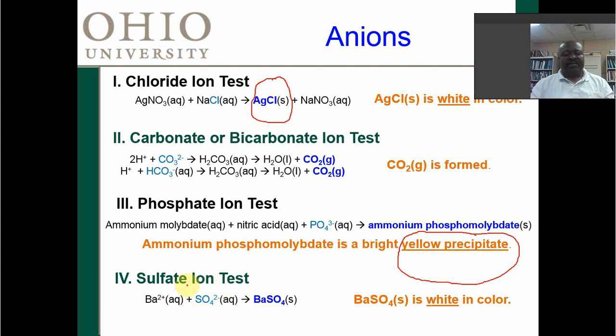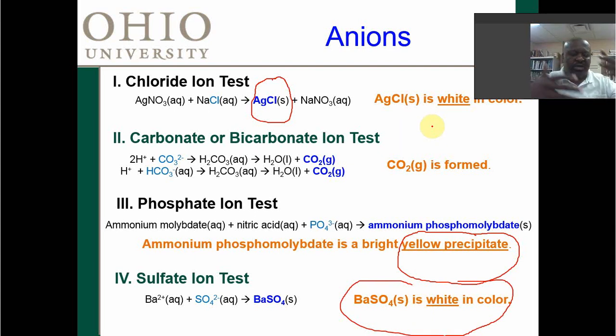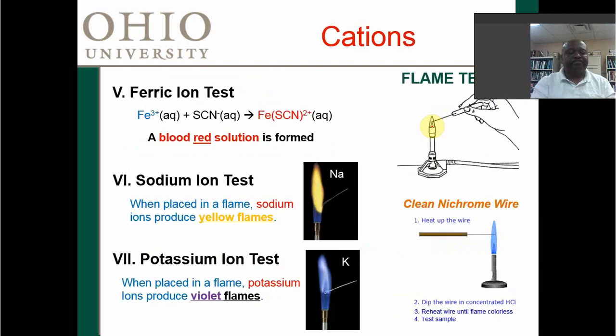For the sulfate ion, it's a precipitation reaction. That is, if a test tube contains sulfate, then if we add barium 2+, we form barium sulfate. And so again, this is a white precipitate. White precipitate here, white precipitate here, but knowing what we're doing at each individual step will allow us to find out what is going on. All right, so those are the anion, or negatively charged ion, tests.